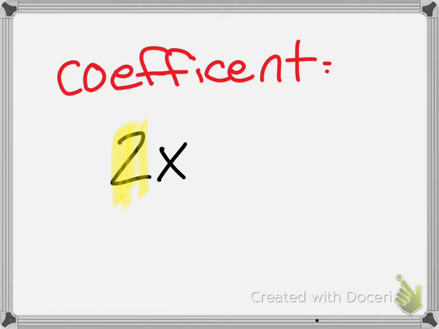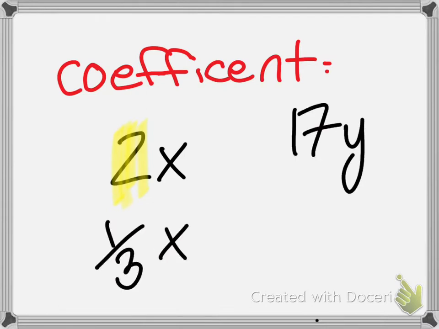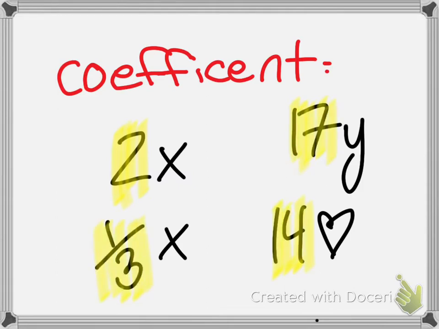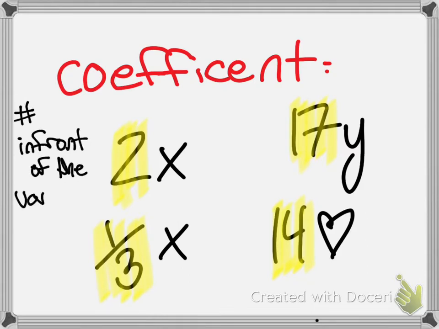Anytime you see a number in front of the x, 1/3 x, 17y, 14 heart, all of those numbers in front of our variable are called our coefficient. So what we're going to write down is that it is the number in front of the variable. So that's what a coefficient is, the number in front of the variable.